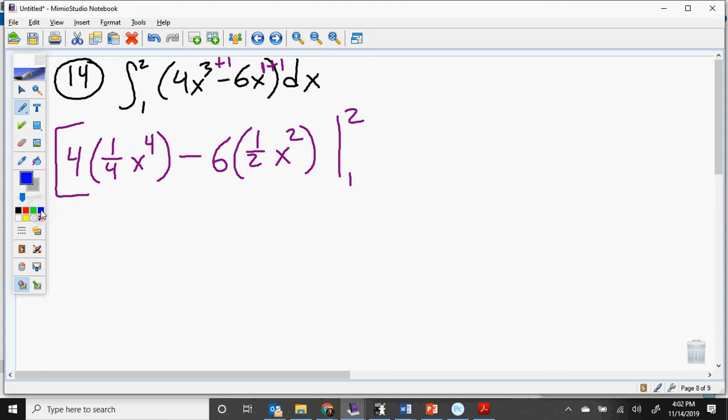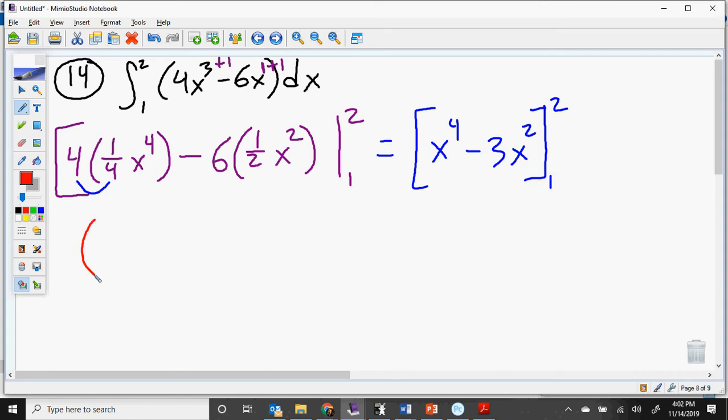Before I do that, I'm going to simplify this just a little bit and say, well, 4 times 1/4, those just cancel each other out, and I'm left with x to the fourth, minus, well, 6 times 1/2 is 3x squared, from 1 to 2. Now I'll plug the values in. So 2 to the fourth minus 3 times 2 squared, minus 1 to the fourth minus 3 times 1 squared.